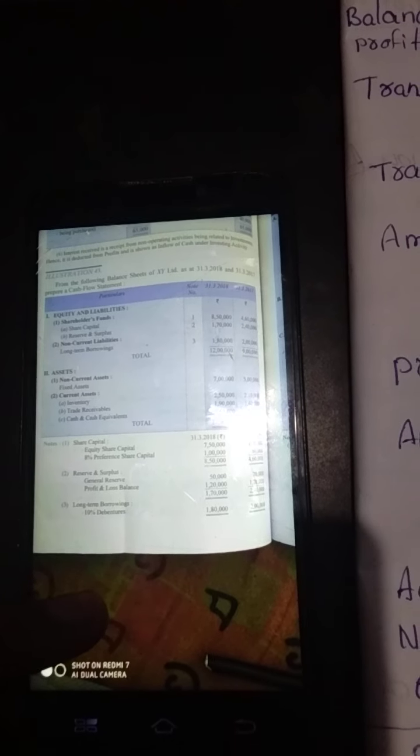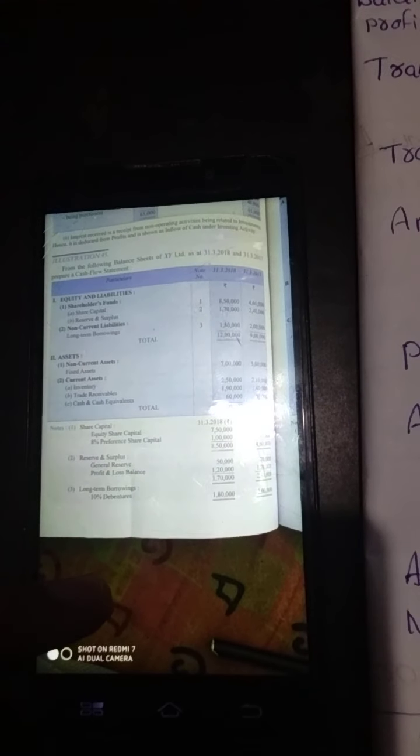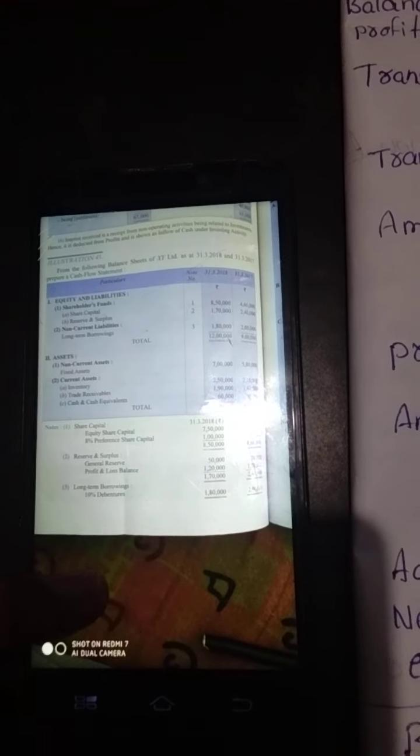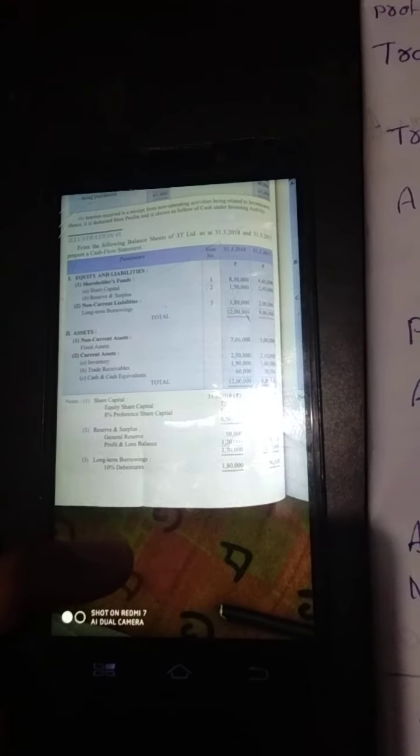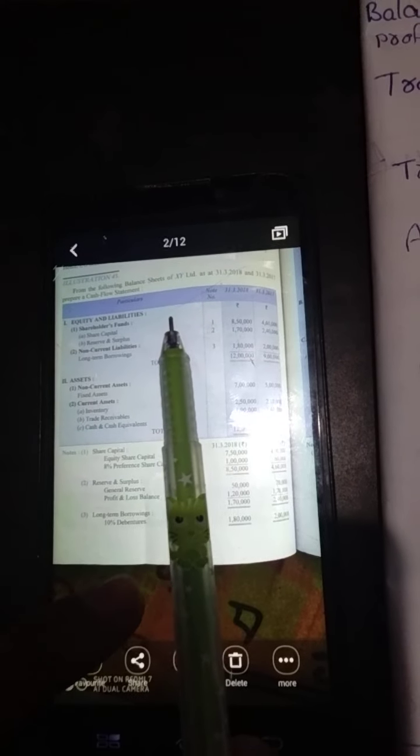Students, today let us see another illustration. This is illustration number 45 from DK Goyal books. So here is a small question given. This is a complete cash flow. It is asking that we have to prepare a cash flow statement. So here the question is given, a simple question only.